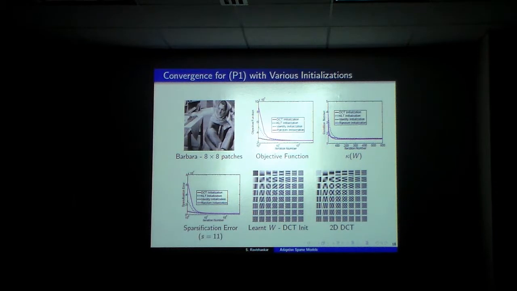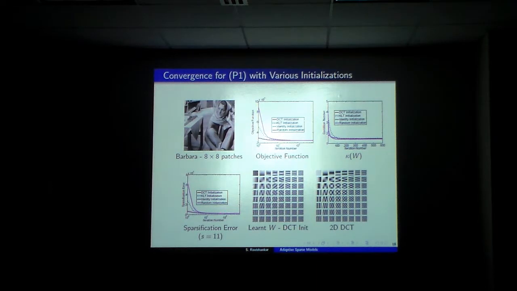There are other variations where you can learn different transforms for different sets of patches. That's something I'll talk about next. But in this simplest formulation, we learn a single transform for all your training signals.